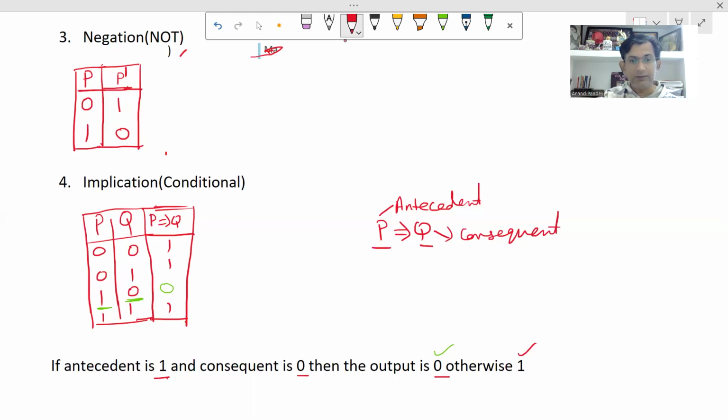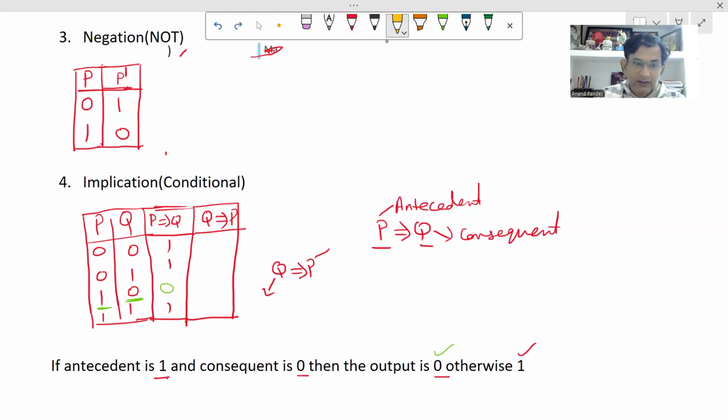Okay, let me show you in one more column. Here we have written P implies Q. Now I'm going to write for Q implies P. Now the antecedent is what? Now the antecedent is Q, and consequent is what? P. So now we'll see Q and P. Okay, so where antecedent is 1 and consequent is 0, then output will be 0. Okay, so only for this the output will be 0. For rest it will be 1. I think it's clear to everyone.